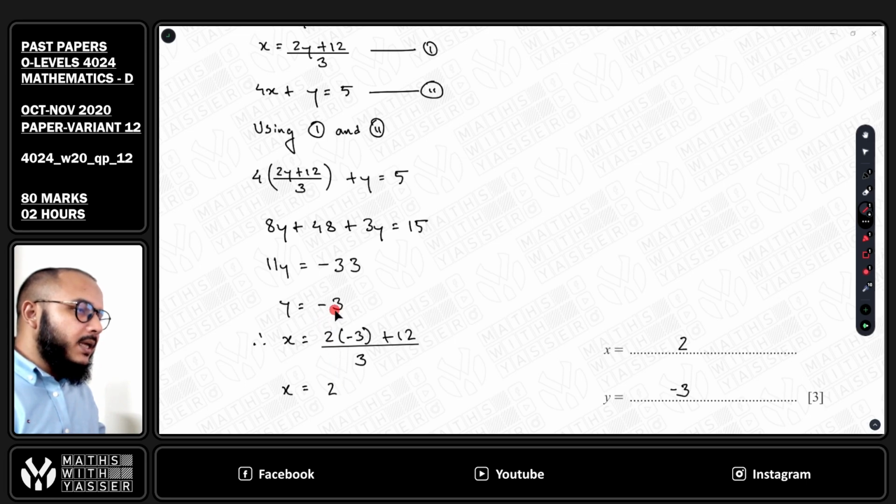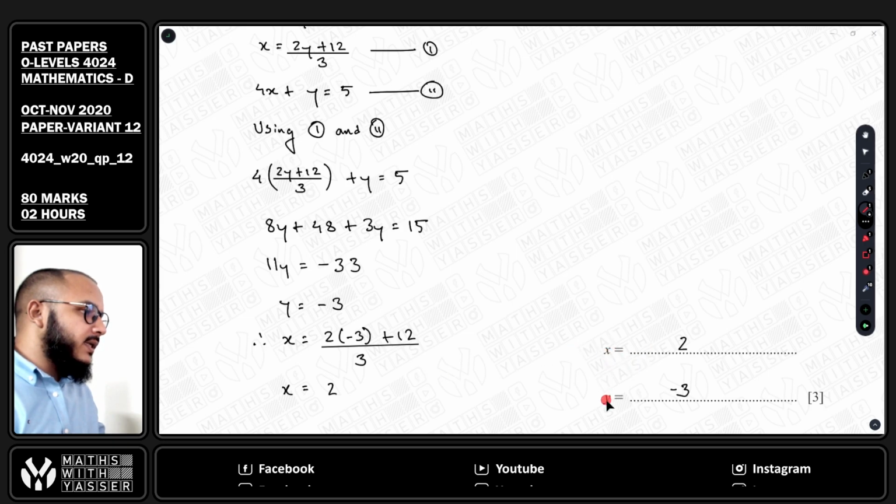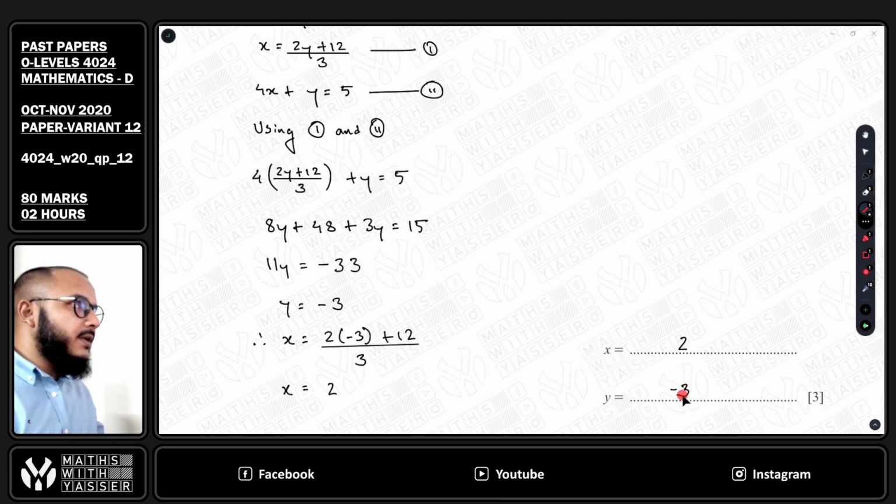Now we can simply substitute this value of y into equation 1, and that will be now 2 within brackets negative 3, plus 12, over 3, and that will give us 2, because 2 times 3 is 6, so 12 minus 6 is 6, divided by 3, 6 over 3 is 2. So the values for x and y are 2 and negative 3.